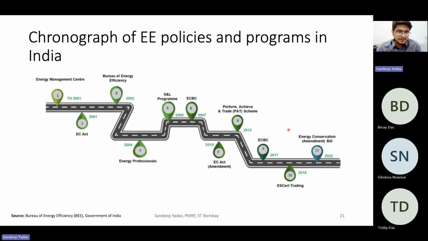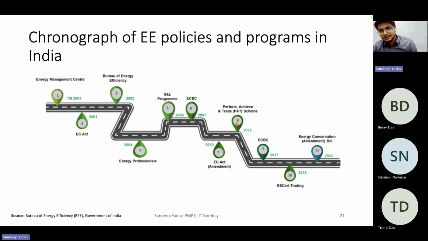Now moving to this, this is a chronology of energy efficiency policies and programs in India. First, in the year 2001, the Energy Conservation Act was established, and then in the year 2002, the Bureau of Energy Efficiency, that is the BEE, was started, along with the Energy Management Center and energy professionals, followed by the standards and labeling programs, ECBC codes in 2007, followed by the EC Act amendment, and the PAT scheme.